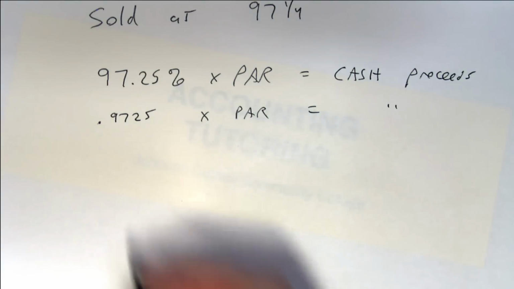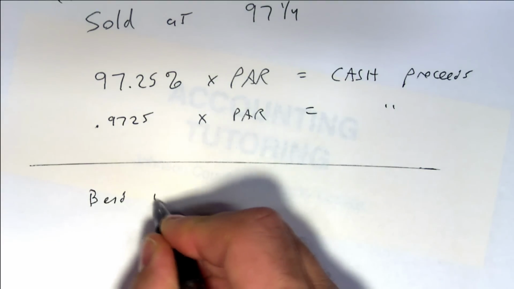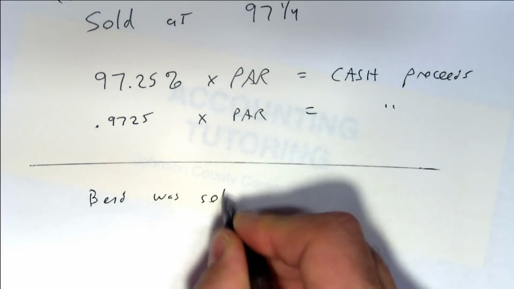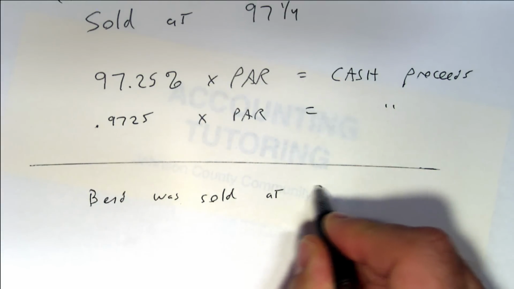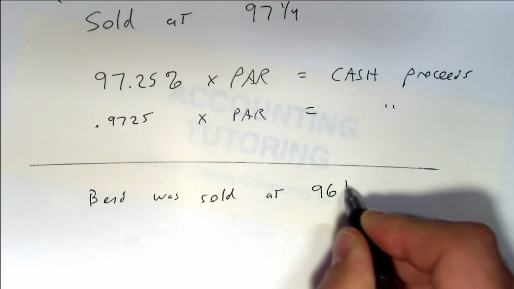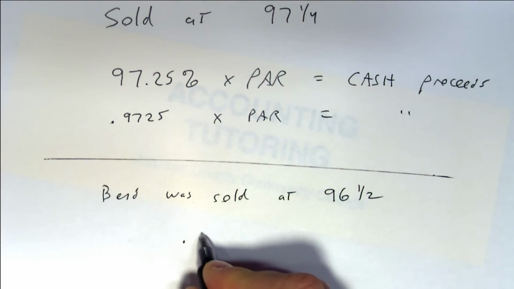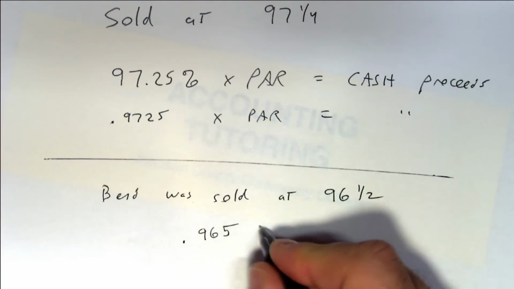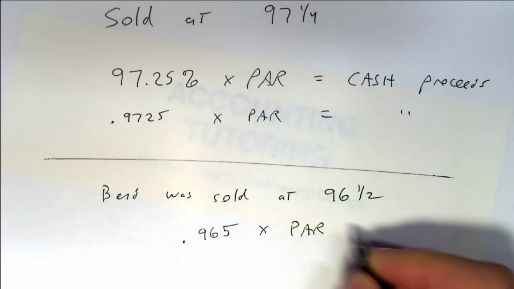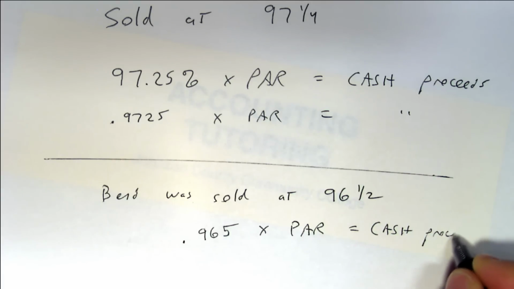I'll give you another example. Let's say the bond was sold at 96.5. All that means is you take 0.965, 96.5% times par value to get your cash proceeds. You with me? Any questions on that? Okay.